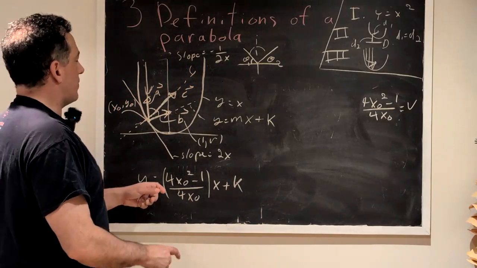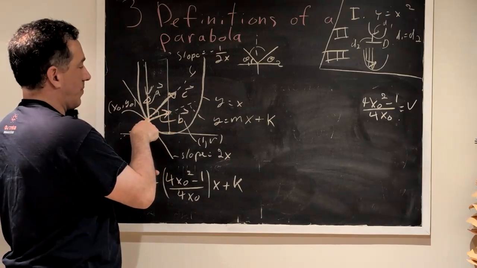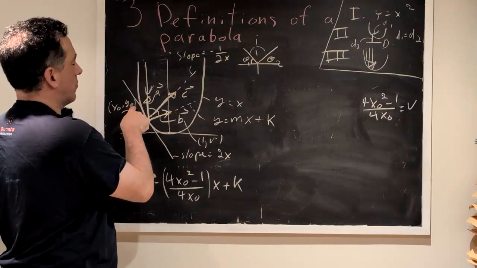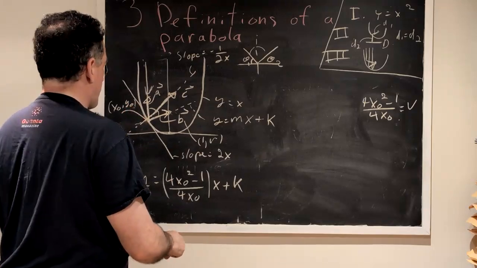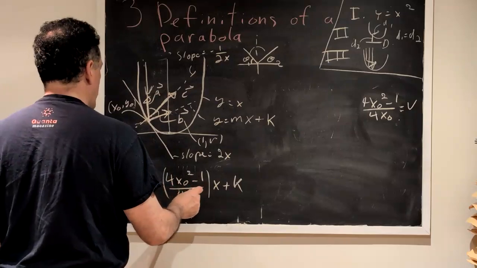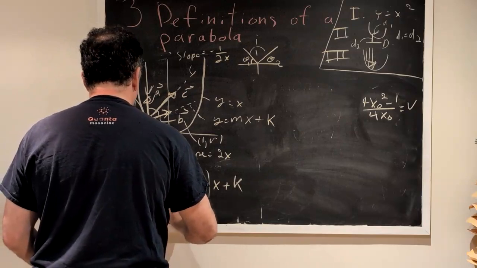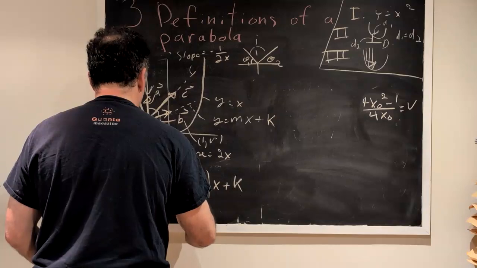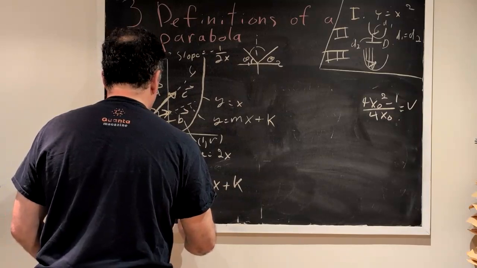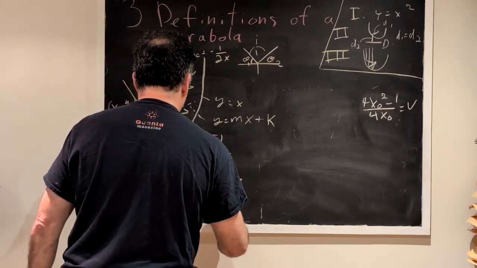Now, how do we get this? Well, we know that this line not only will intersect the y-axis, it also intercepts the parabola at coordinates x0, y0, and y0 is equal to x0 squared. So we can just plug back x0 squared equals 4x0 squared minus 1 over 4x0, all multiplied by x0 plus k.